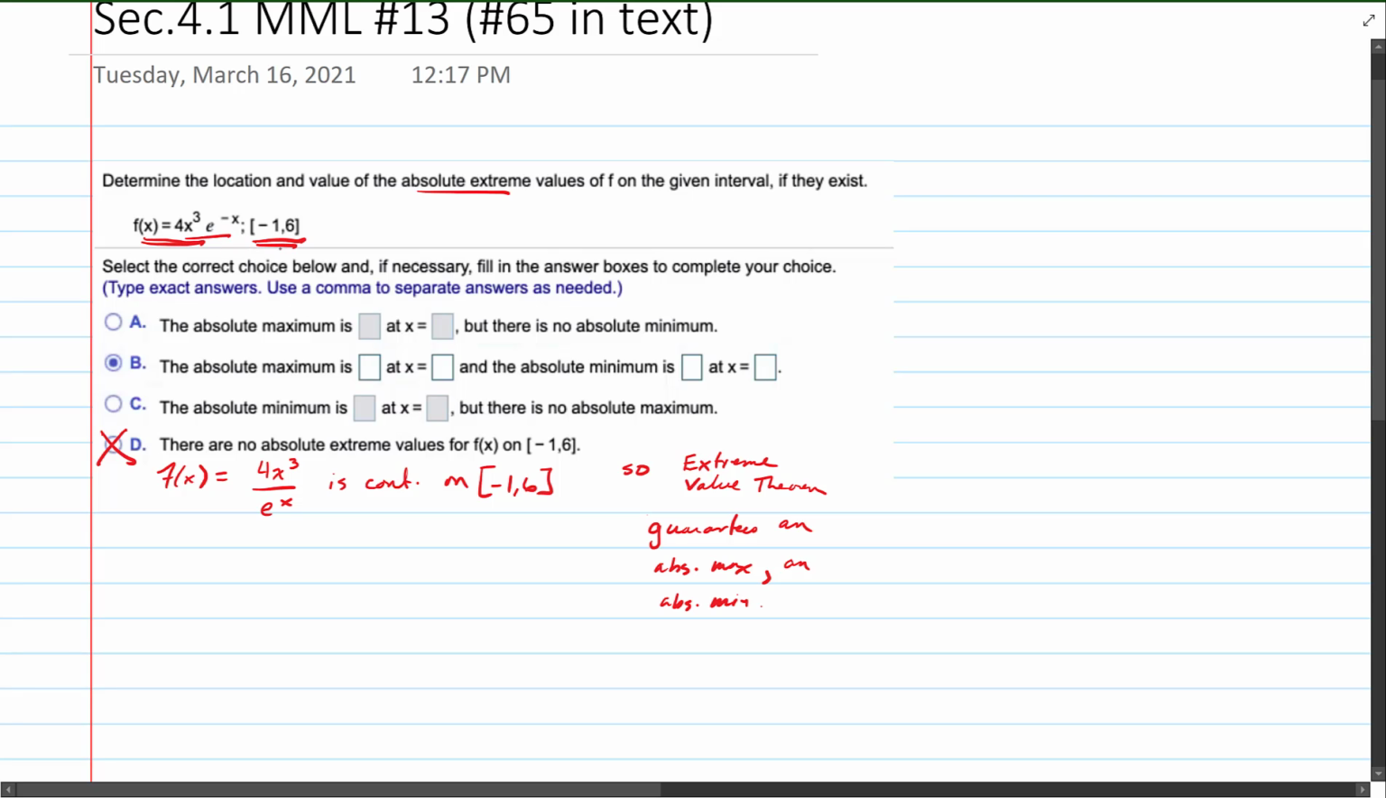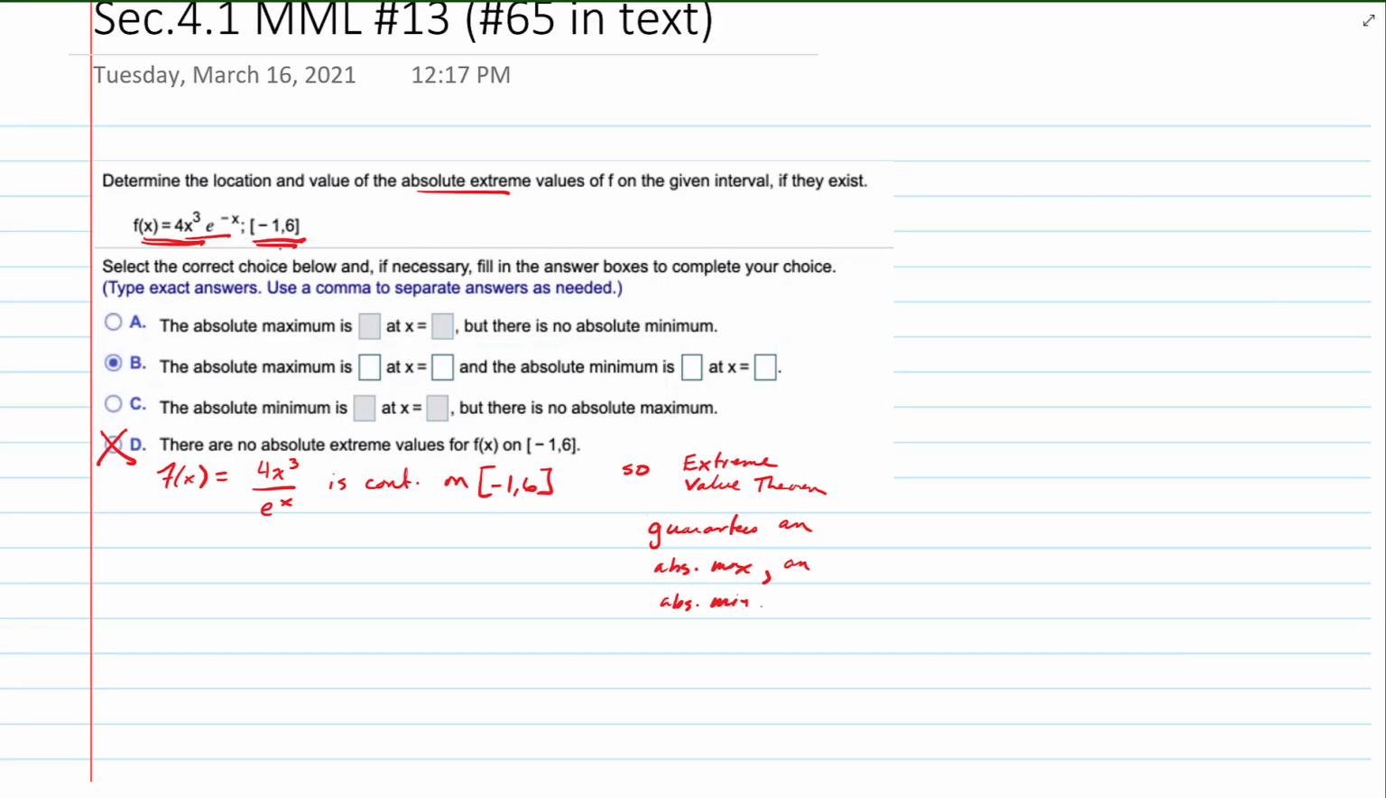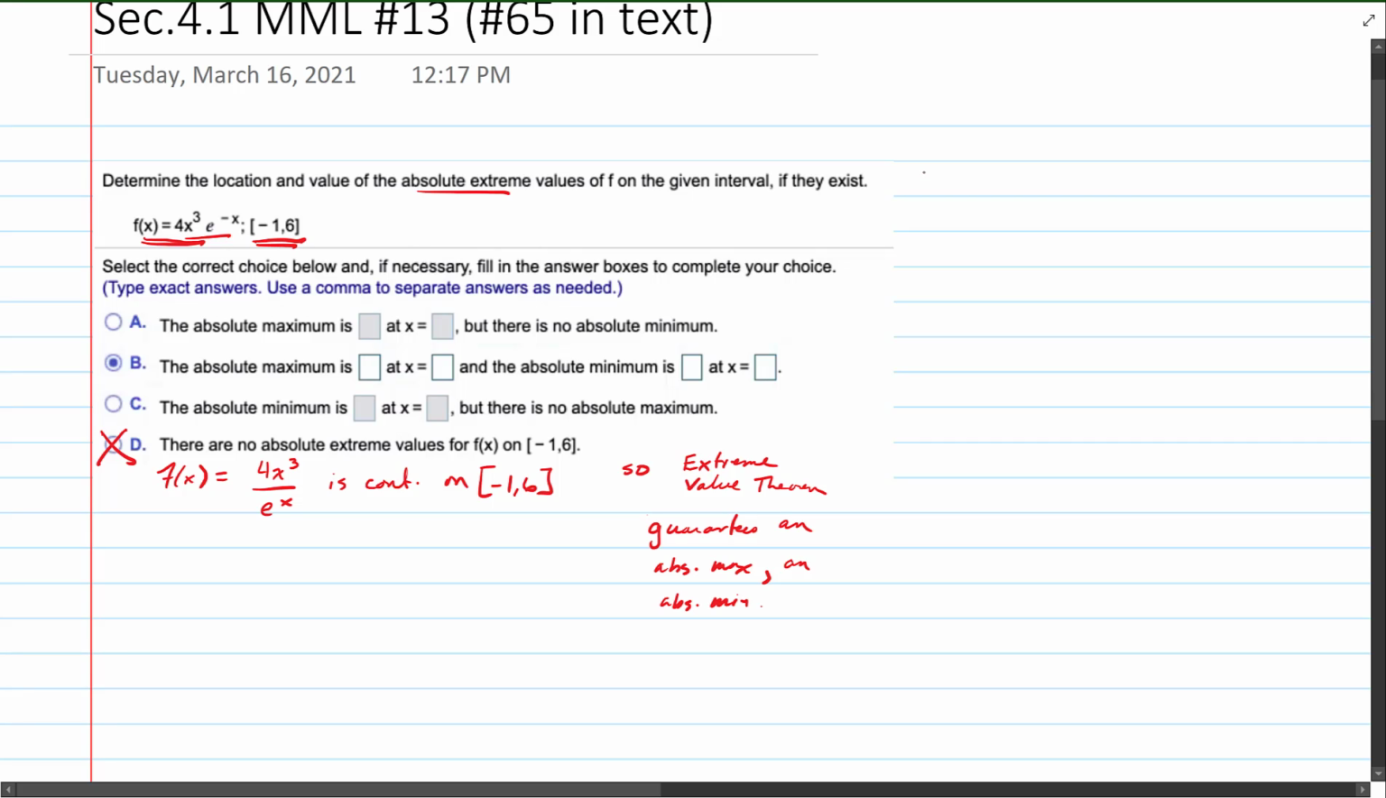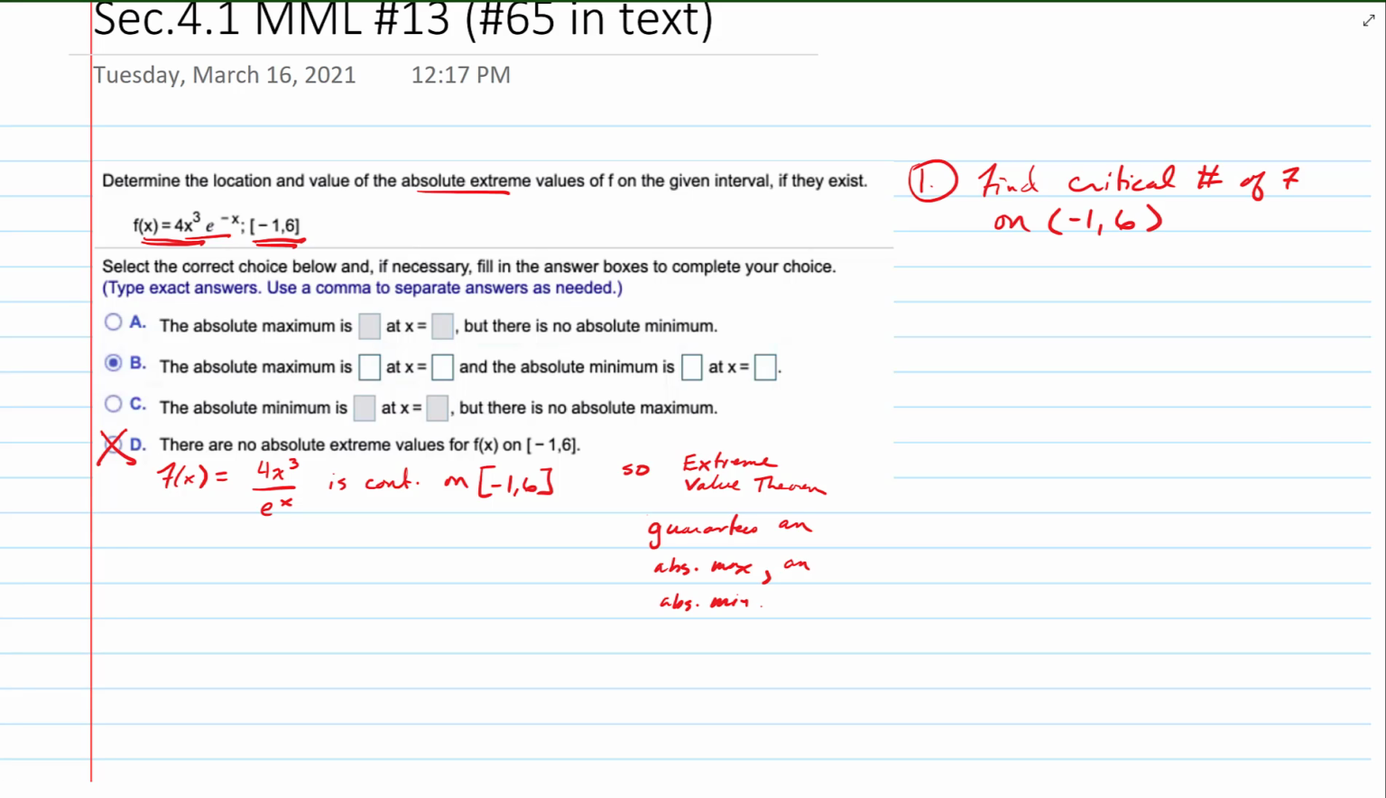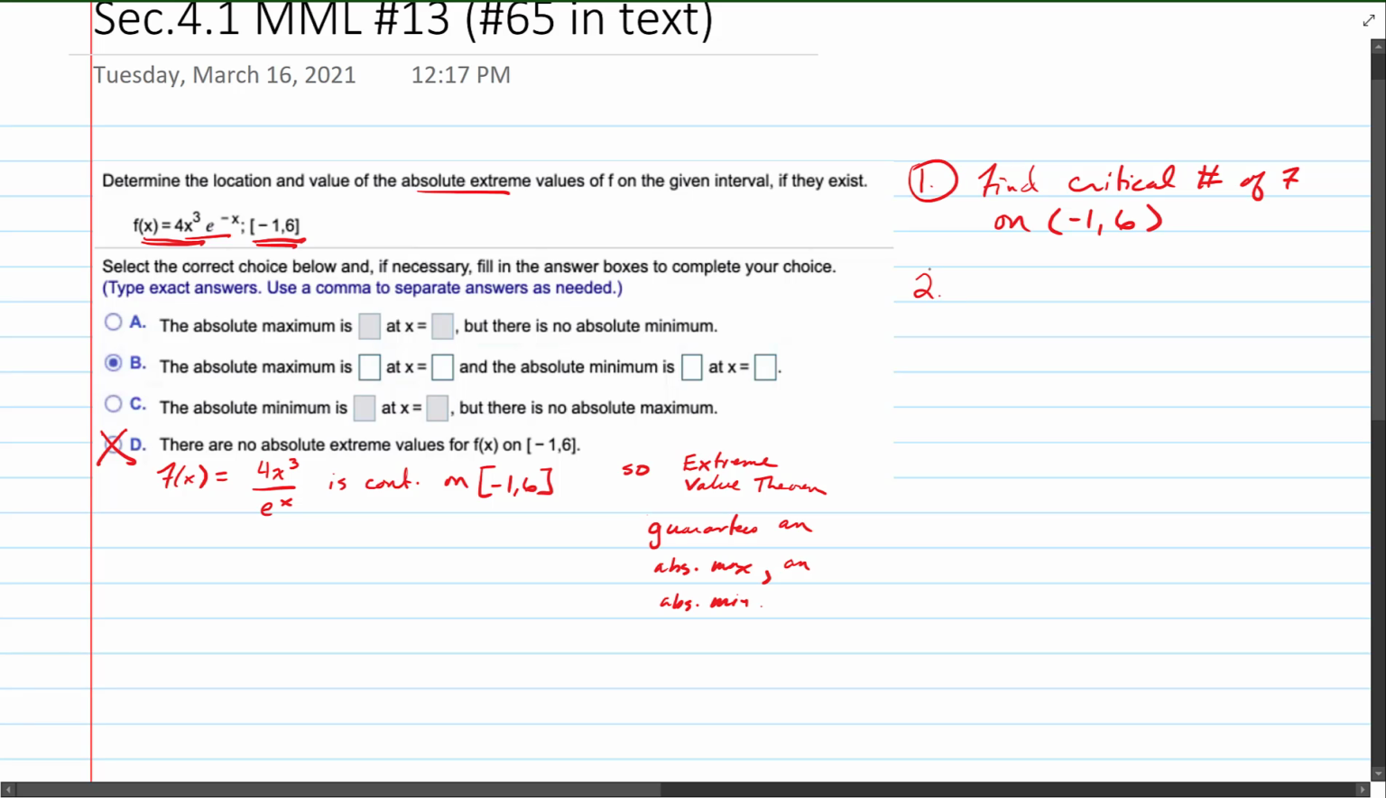That won't always be the case, but it will be the case as long as your function is continuous on a closed bounded interval. Okay, so the next thing we want to do is look at our steps for finding absolute max and mins. The first thing we're going to do is find the critical numbers on the interior of that interval. So we'll figure out where the derivative is either 0 or where the derivative is undefined for values within that interval that I've just listed.